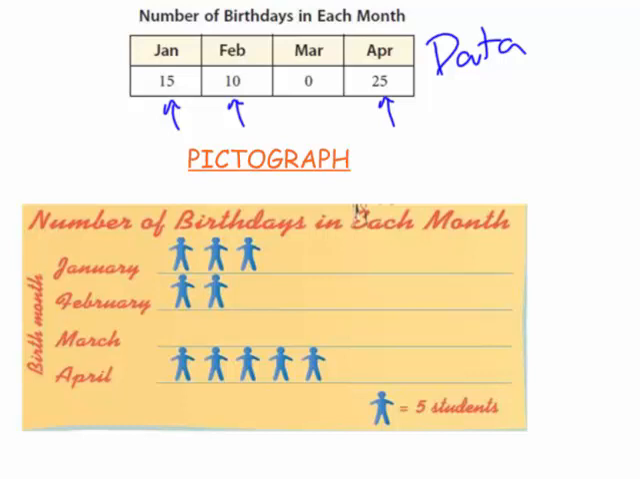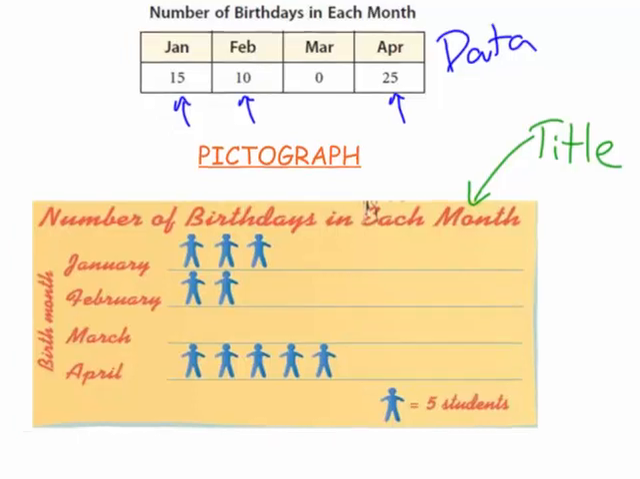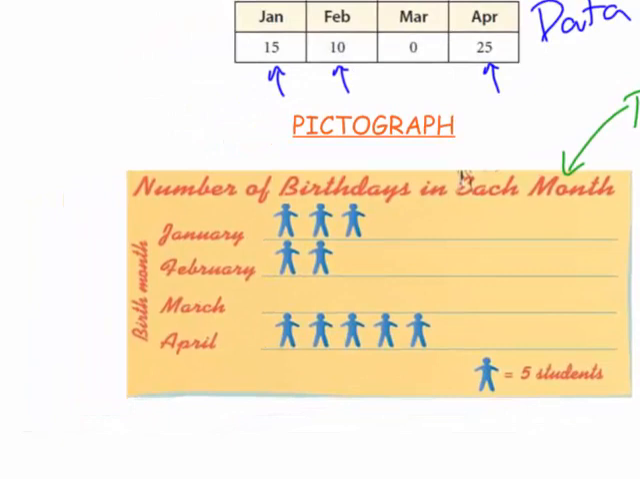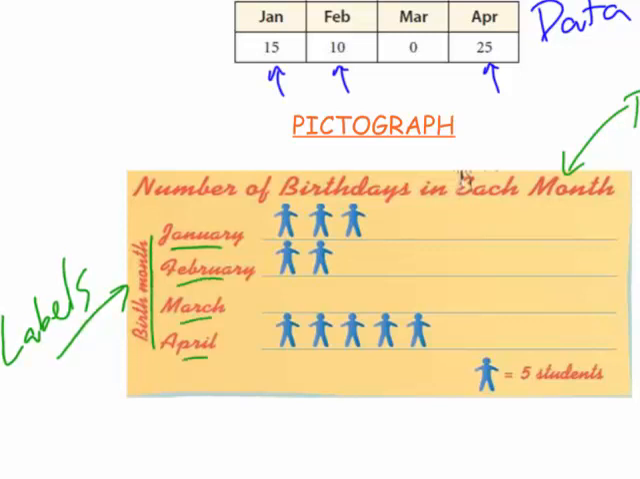All of our graphs should have a nice, very descriptive title. So this title up here says number of birthdays in each month. Number of birthdays specifically to each month, right? That's a good title. And all graphs, no matter what they are, should have labels. So here are my labels over on the side, and it states birth month, and then it has all 4 of the months that we're looking at.